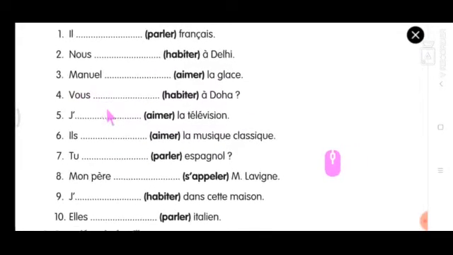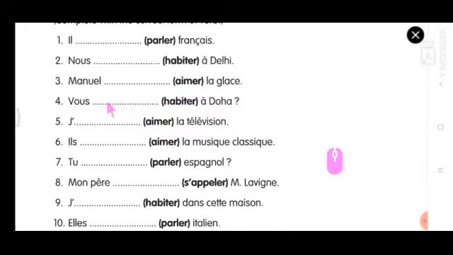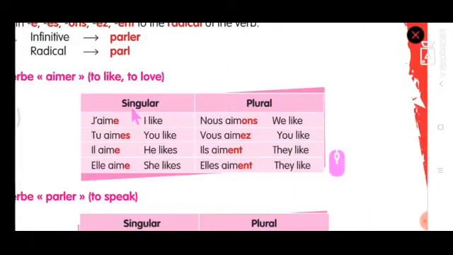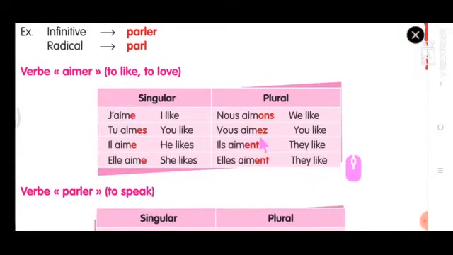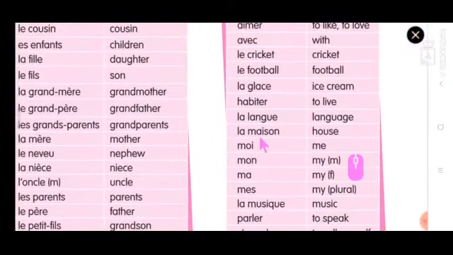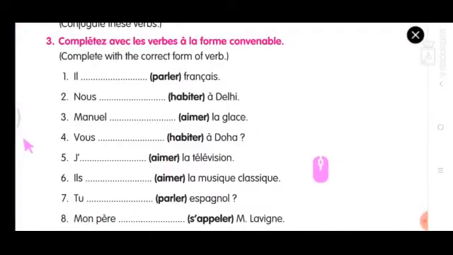Next once again you have to do it on your own. Vous habitez. Habiter is a verb. So first, as per the rule, take out the ER and write the radical. What is the radical? H-A-B-I-T. Radical is written. Now let's go and see what should be the ending for vous. The ending should be E-Z. So just add the ending.